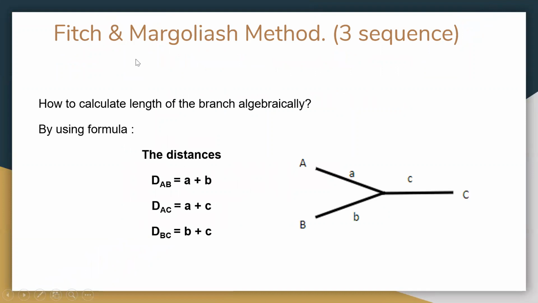Okay, firstly, I'll introduce the basic concept on how to calculate the branch length. So here we see the tree sequence first. Through Fitch and Margoliash method, we will calculate them by using algebra equation. For example, the distance of A and B is small a plus small b. For distance of A to C is by adding small a with small c. Same goes with B to C. The equation is b plus c.